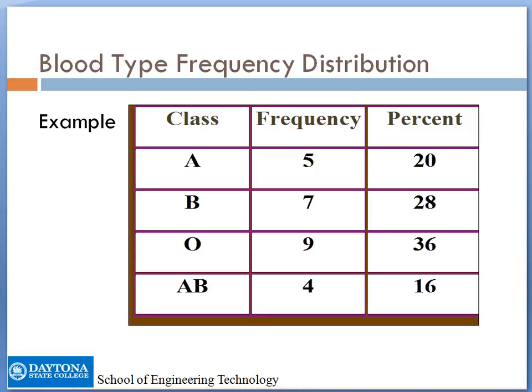For example, this is the blood type frequency distribution, in which you have class A, B, O, or AB, and you have the frequency. This is for a set of samples, and then you have the percent.